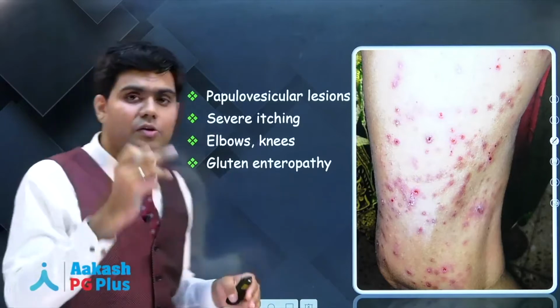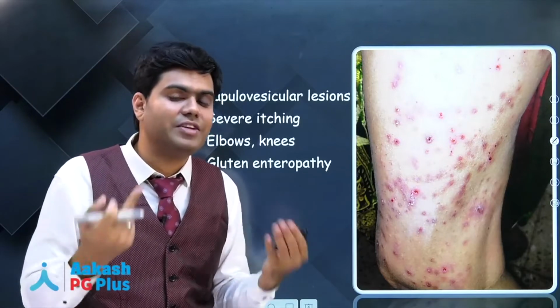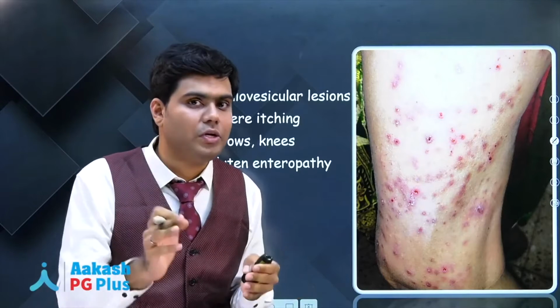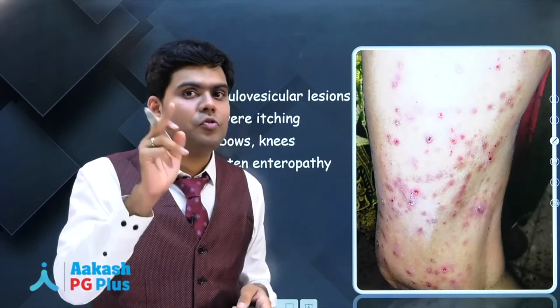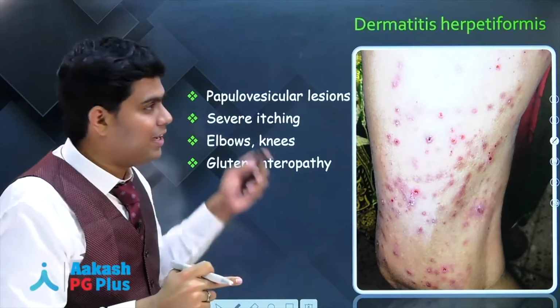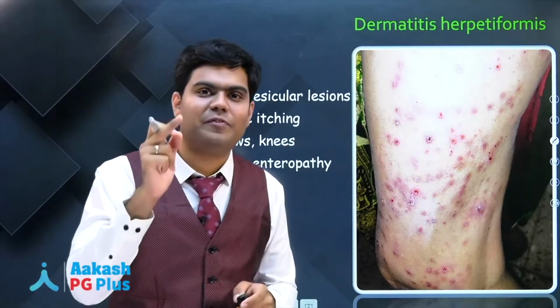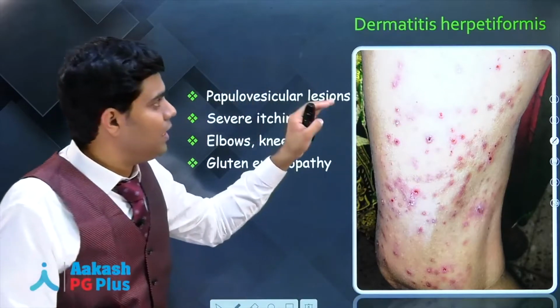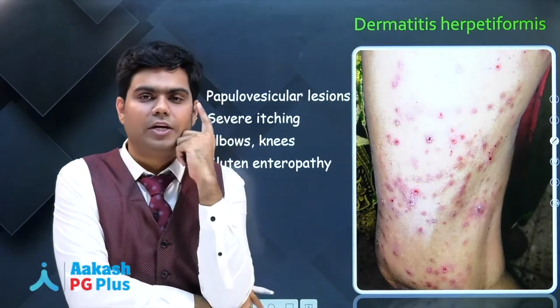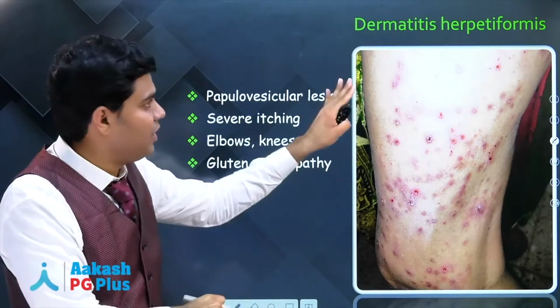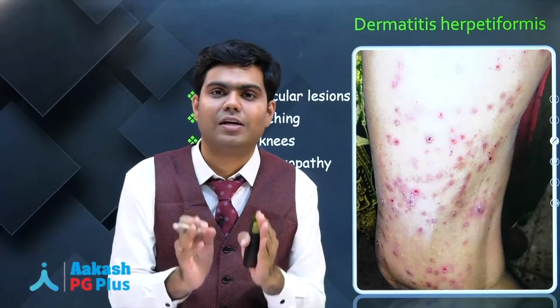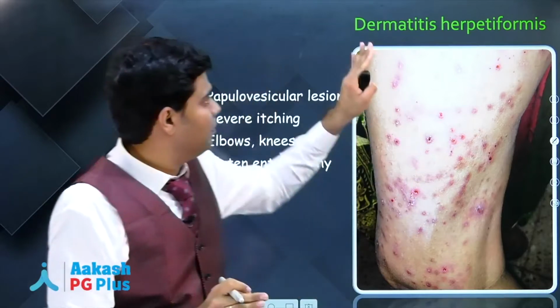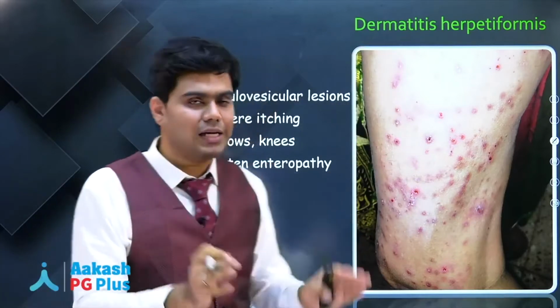The moment you heard gluten enteropathy, that is gluten sensitivity. So the patient can't have gluten in his or her diet. So now the diagnosis is dermatitis herpetiformis. So the name herpetiformis. Sir, is it related to herpes? No, it is not related to herpes. It is an immunobullous disorder. It is not an infection. Herpetiformis is a misnomer, right?